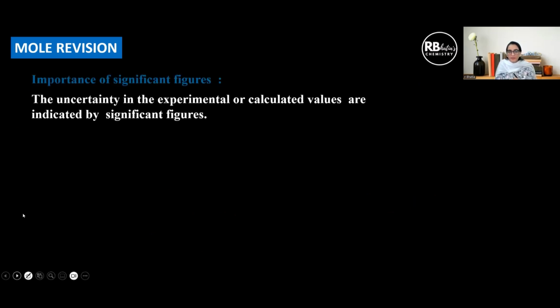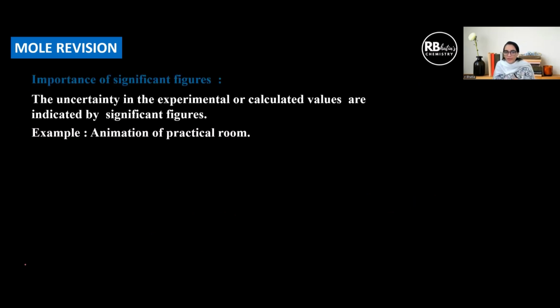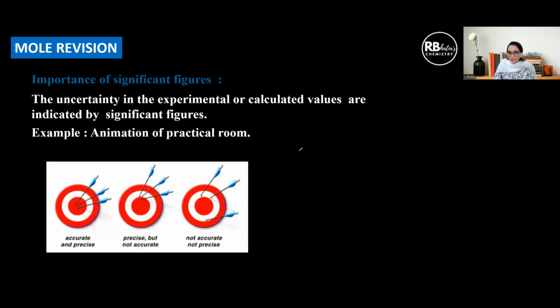So what is the importance of significant figures? Uncertainty in experimental or calculated values are indicated by significant figures. Okay. What is the meaning of uncertainty in measurement? Let us suppose I give you an example. If you are taking a reading from a graduated cylinder, a measuring cylinder, right? And let us suppose you are measuring this value.